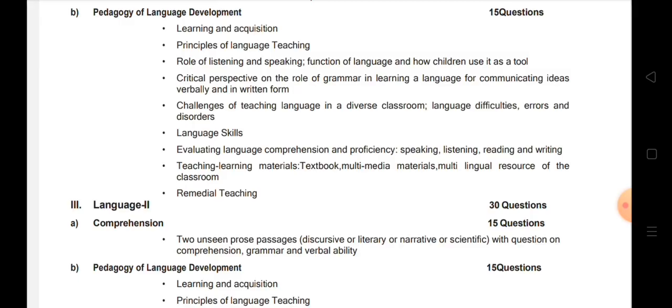So we as teachers should involve the learners as much as possible in the process of teaching and learning. Why? Because the children are the center of learning, not the teachers. So the teaching should be learner centered and not teacher centered.